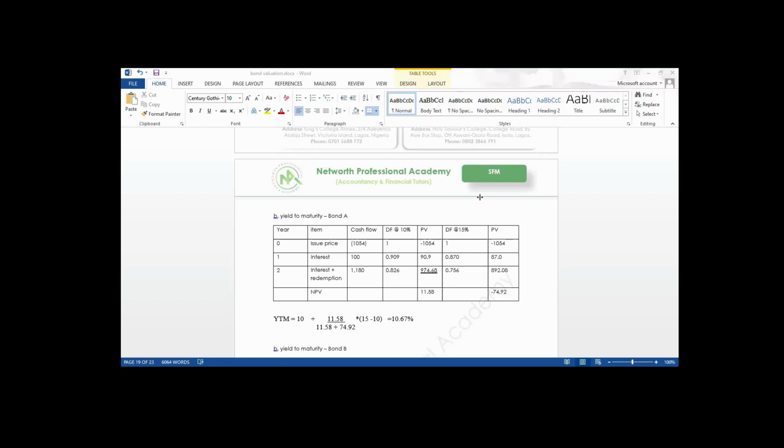Okay, so 12 gave a negative though. Negative 20.24. So use it to derive your YTM, the same way you compute internal rate of return. Start with the lower rate, do your calculation and give us the figure.